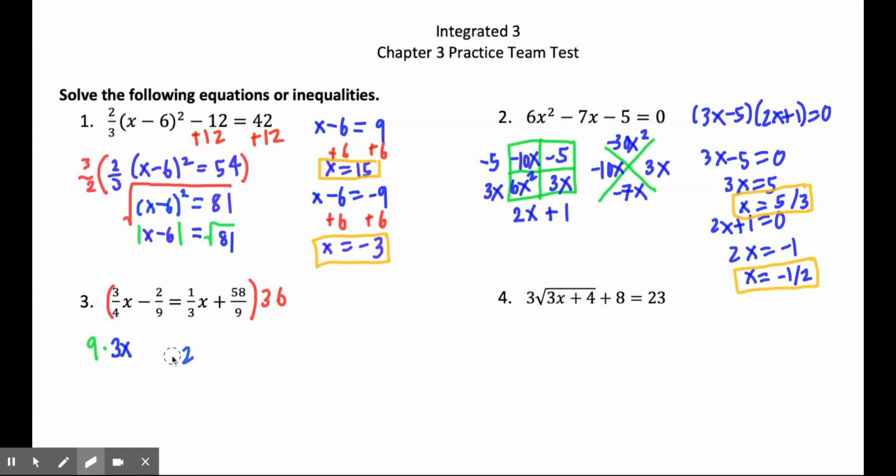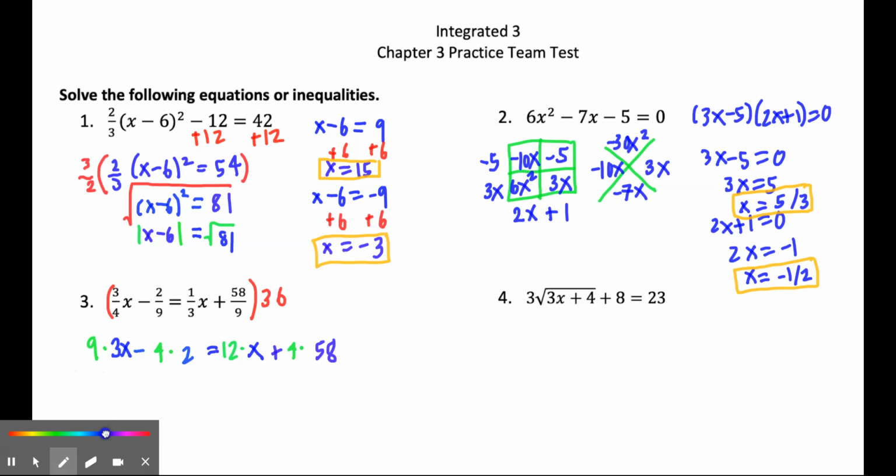Or we'll do it this way. So 36 divided by 9 is 4. So then 4 times 2. And this one, the numerator is x, and 36 divided by 3 is 12. And this numerator here is 58, and 36 divided by 9 is 4.